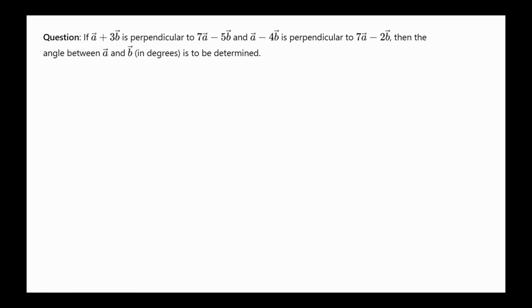Let's look at this question to clear our concepts more about dot product. Let's say we have been given that a vector plus 3b vector is perpendicular to 7a vector minus 5b vector, that means these two are perpendicular to each other, and also these two are perpendicular, that means these two vectors are also perpendicular. Then the angle between a and b in degrees is to be determined, so we have to find the angle between a and b.